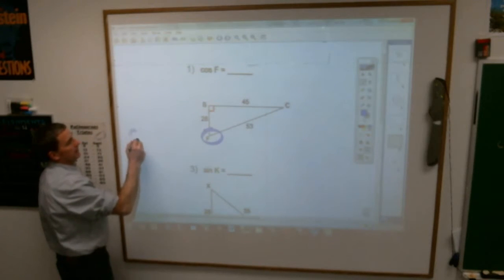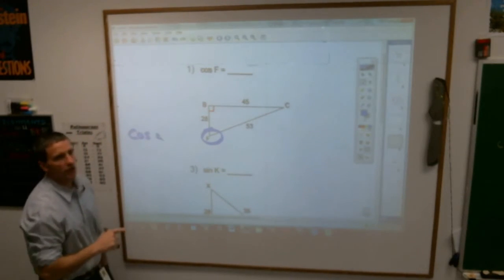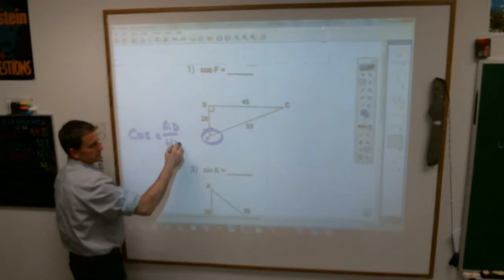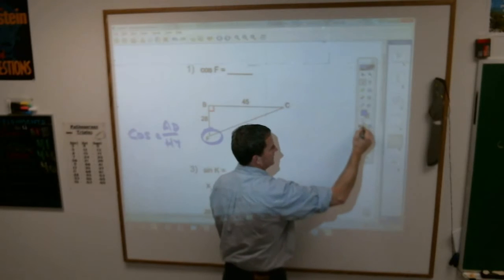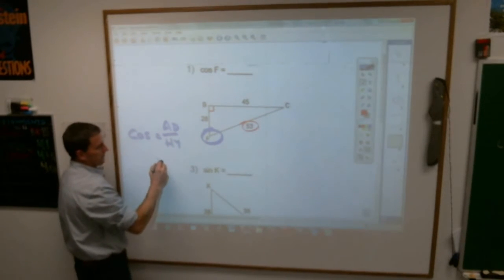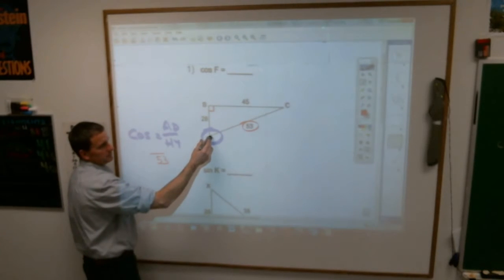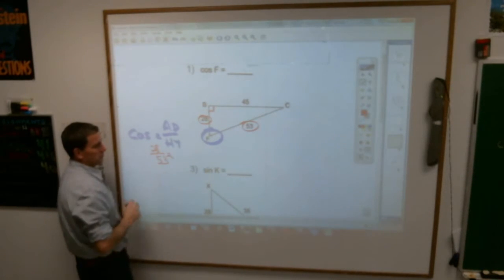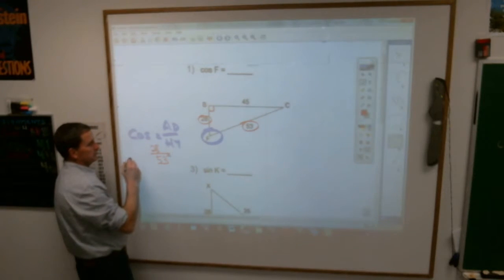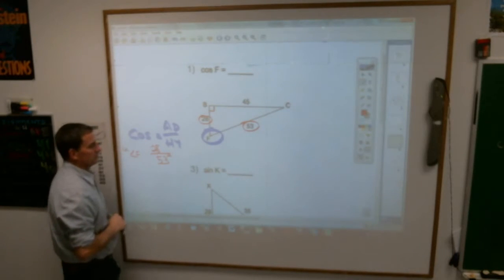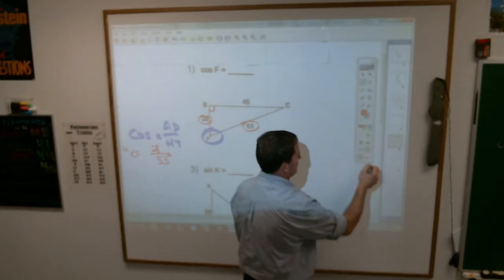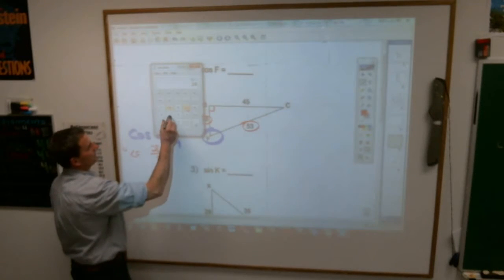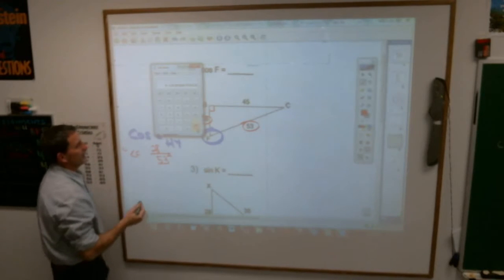I want the cosine. First thing I'd write down is what is cosine? CAH, which is adjacent over hypotenuse. Hypotenuse is always the easy one because it's the longest side. Hypotenuse has to be 53. What side is adjacent on angle F? 28. So this is your 28 over 53. This is where you actually could use your calculators to get the decimal equivalent. The cosine of angle F is 28 over 53. I'll do it for you. What is 28 divided by 53? The decimal equivalent is 0.528.